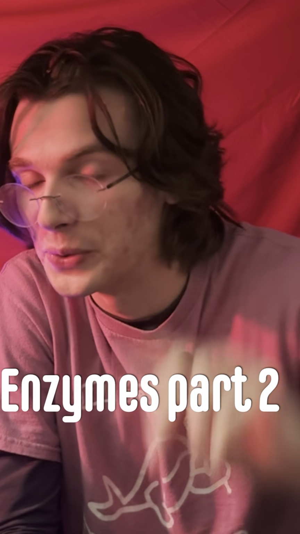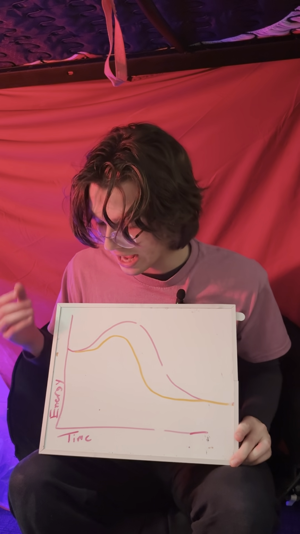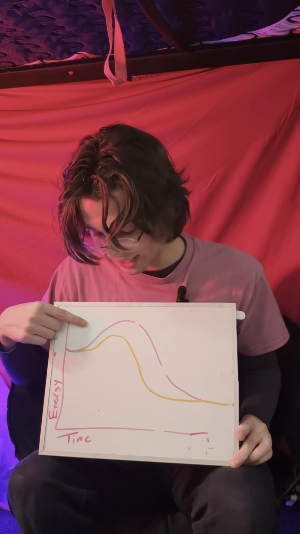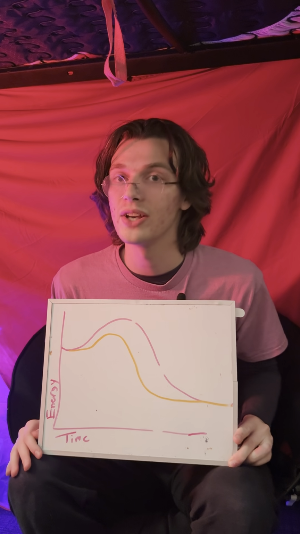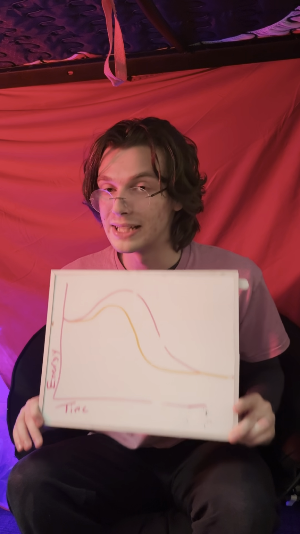Enzymes, Part 2. So, last time we looked at how an enzyme can affect the activation energy and reaction rate of a reaction. But today, we're going to talk about when there's already enough. When there's already enough product, when the enzyme doesn't need to make anything else, it is inhibited. Now, there are two types of inhibitors, competitive and non-competitive inhibitors.